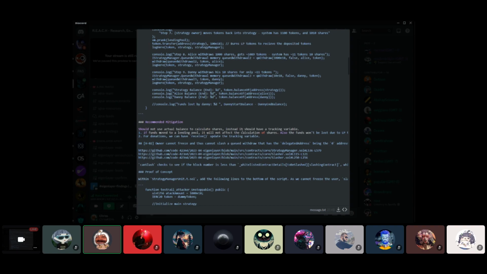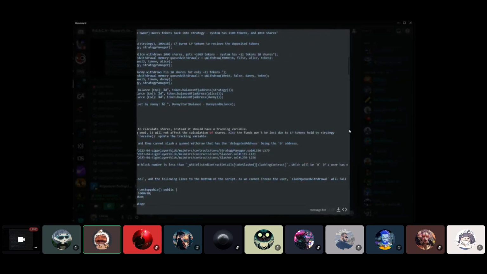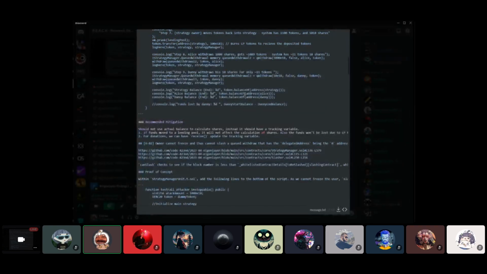So essentially the solution to that would be to simply make some variable and account for the tokens there. Every amount of funds that is outside of the system can be accounted for, so no such things happen again. If funds move to a lending pool, it will not affect the calculation of shares. Also, the funds won't be lost due to LP tokens held by the strategy. But again, they need to be accounted for. And for donations, yes, we can also have a tracking variable that increments every time the protocol receives a donation.